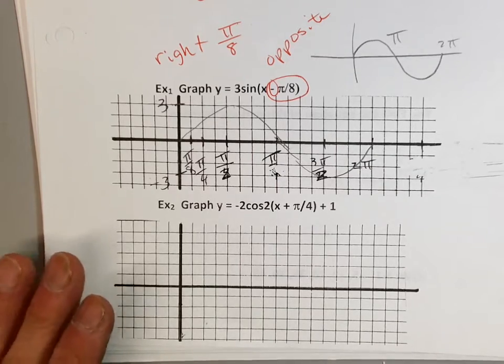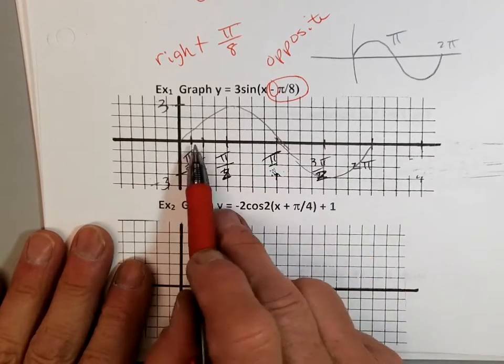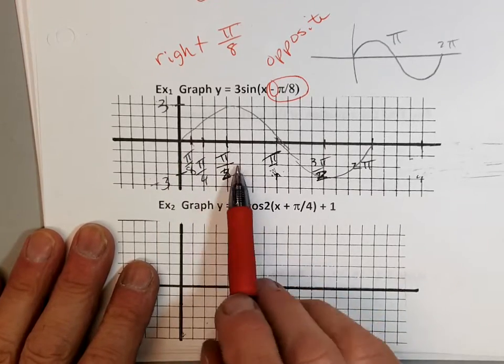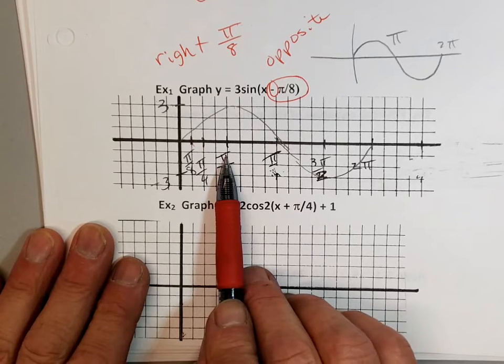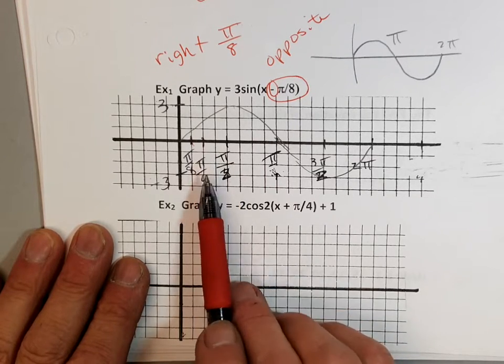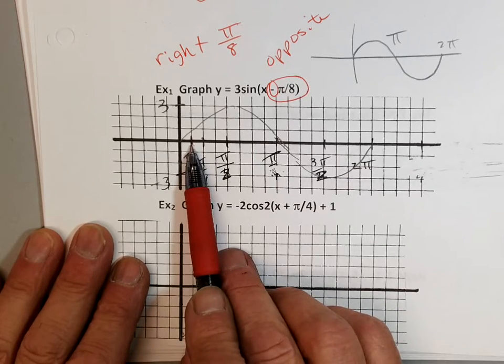So here's my answer. Wait, where's pi eighths? Pi eighths is 1 square. Let me show you again how I got that. So if this is pi halves, then half of that is pi fourths. Half of pi fourths is pi eighths. So pi eighths is here.